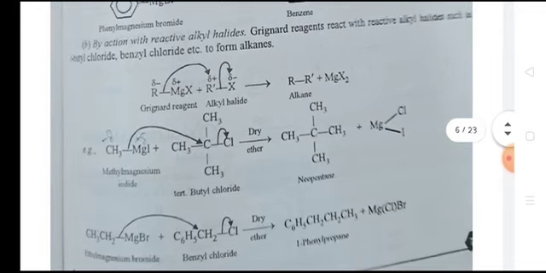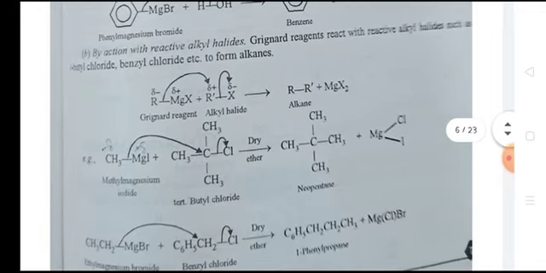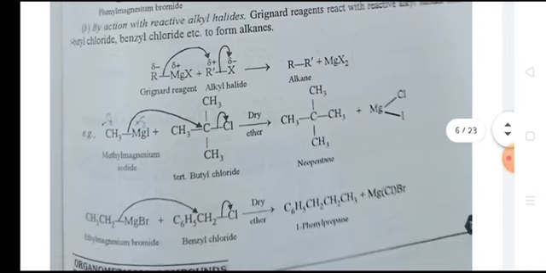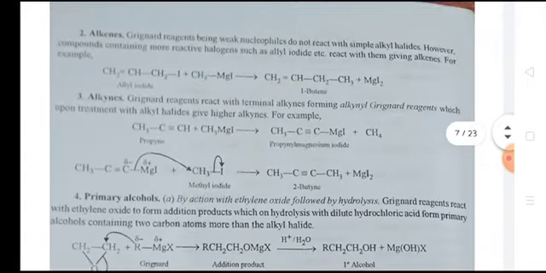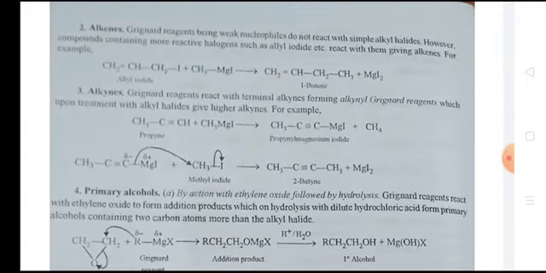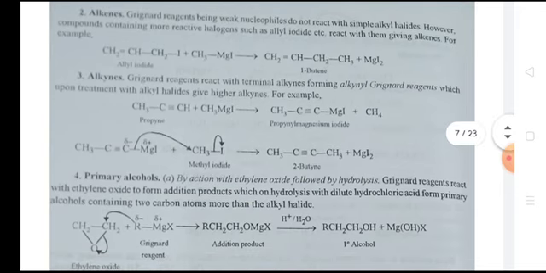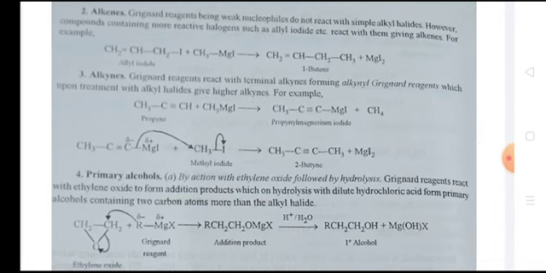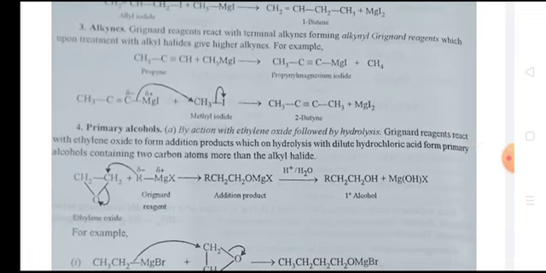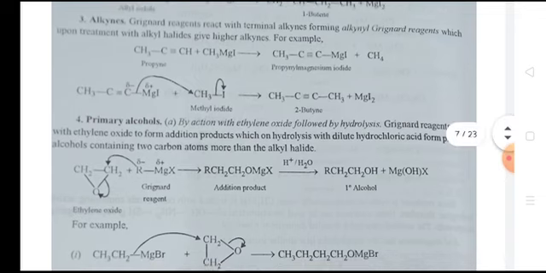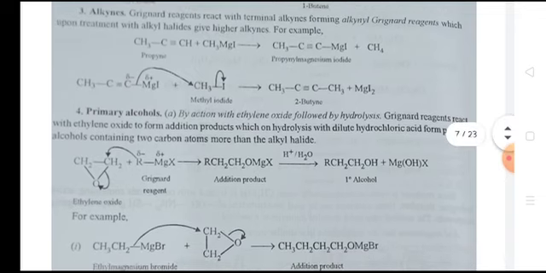Second, alkanes, by action with reactive alkyl halides. Grignard reagents react with reactive alkyl halides such as tert-butyl chloride, benzyl chloride, etc. to form alkanes. Third, alkynes. Grignard reagents, being weak nucleophiles, do not react with simple alkyl halides. However, compounds containing more reactive halogens such as allyl iodide, etc., react with them. Grignard reagents react with terminal alkynes, forming alkynyl Grignard reagent, which upon treatment with alkyl halide gives higher alkynes.